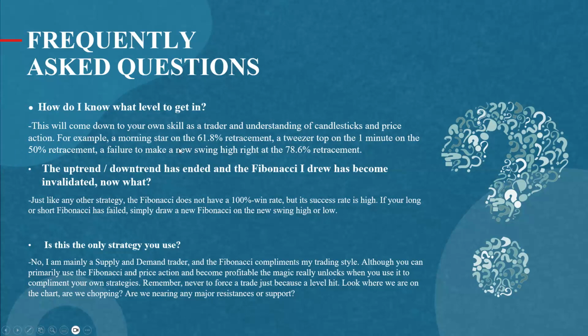Or we get a failure to make a new swing high right at the 0.786. Again, this is a market structure strategy. When you draw your Fibonacci from swing low to swing high, that's the range of that market structure. So if that market structure breaks, then you're wrong, right? But if we fail to create a new high right at the 0.786 level, I'm getting in, and you should get in too, because that's telling me that we just failed to make a new high. So again, if the uptrend or downtrend has ended, the Fibonacci has become invalidated.